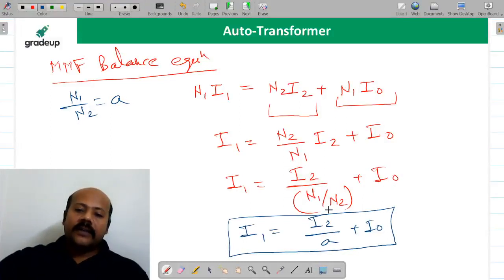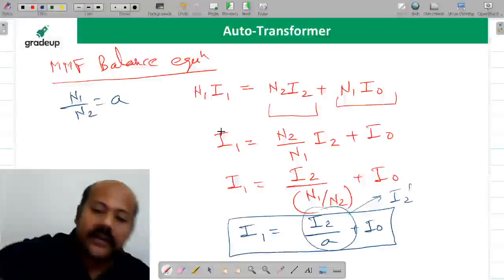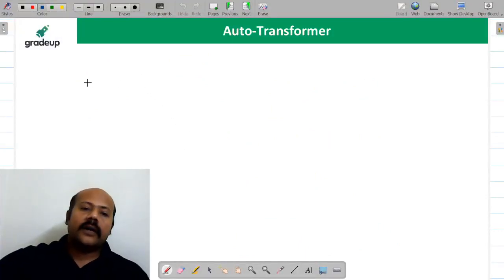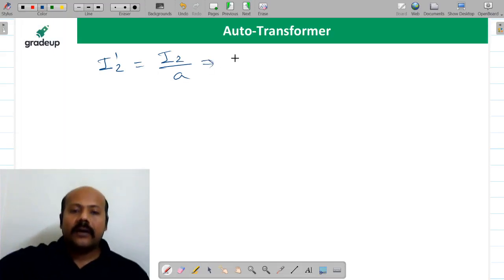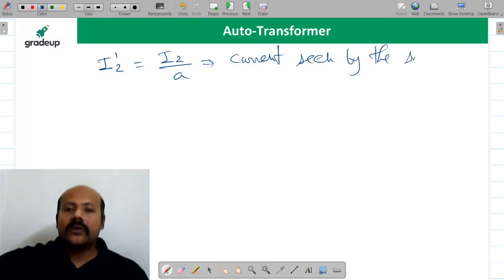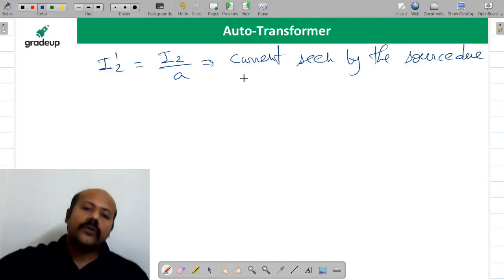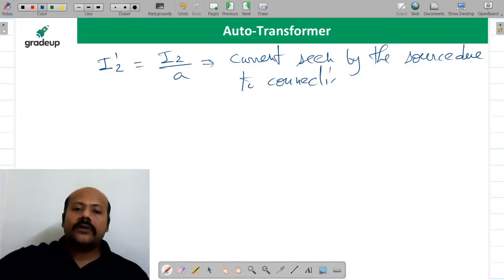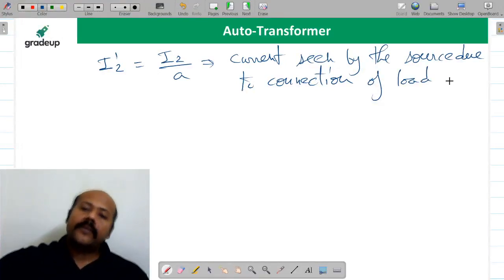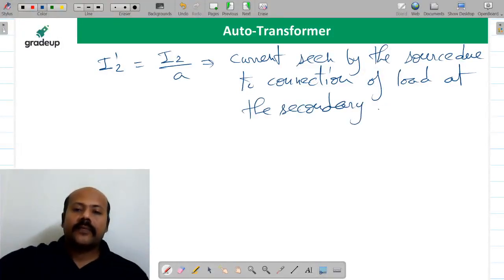If you want, you can write this I2 upon A as I2 dash. What is I2 dash? You can write I2 dash as I2 upon A, which is the current seen by the source due to connection of load at the secondary side. I hope you are getting this.